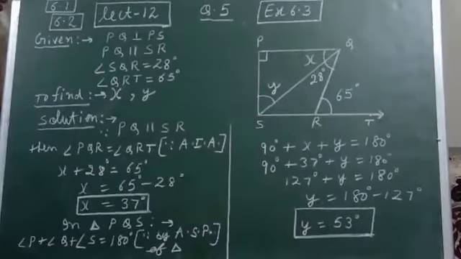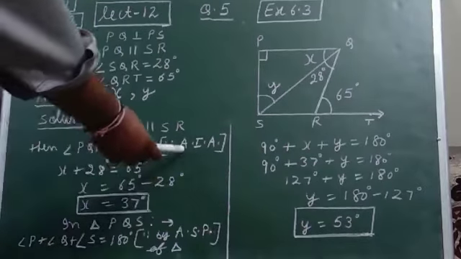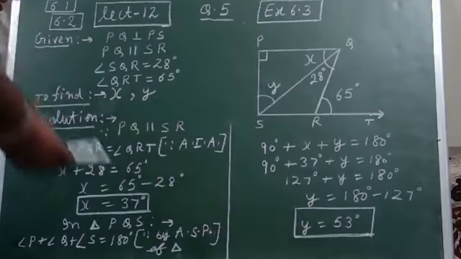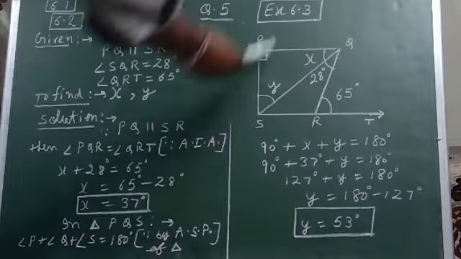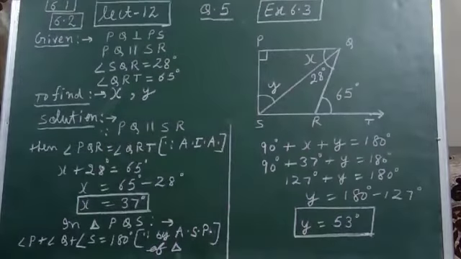So again you can see here we are using two results. Alternate interior that we study in 6.2. Angle sum property of triangle that we study in 6.3. So most of the questions are having not only one result but generally two results.